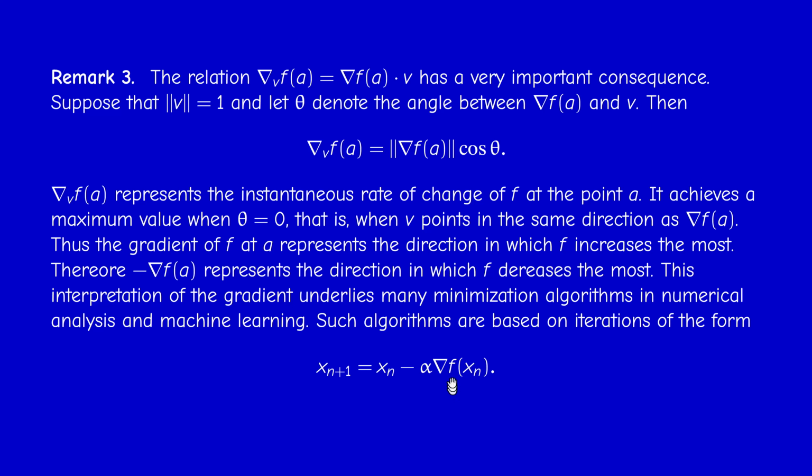Now, this is one of the simplest schemes actually, and in machine learning, this constant alpha is known as the learning rate. Now these algorithms do not always converge, and this is why it's not an easy problem actually. But when it converges, it converges very fast. Okay. So this concludes what I wanted to say about the directional derivative.